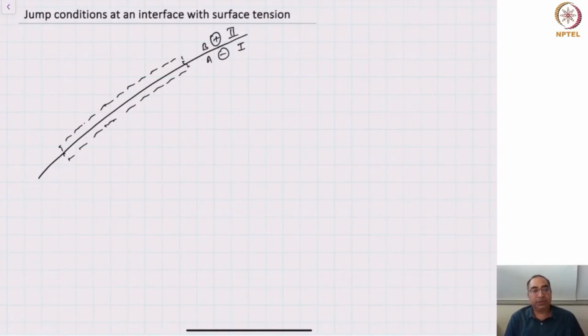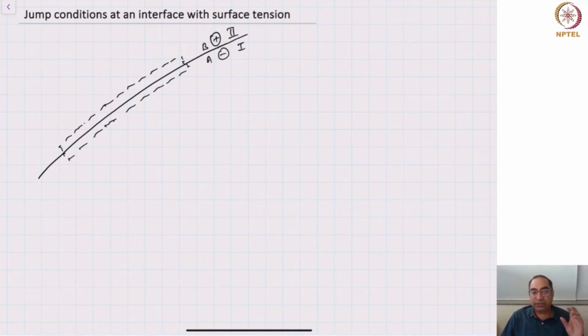Hello everyone. In today's lecture, we'll be looking at the jump conditions on an interface in the presence of surface tension. Now, just to quickly recap what we've seen in the last few lectures, we first derived the jump conditions on an interface without surface tension, and then we looked at the consequences of surface tension. We noticed that if you have surface tension at a curved interface, then there is a discontinuity in the pressure across the interface, which is referred to as the Laplace pressure jump.